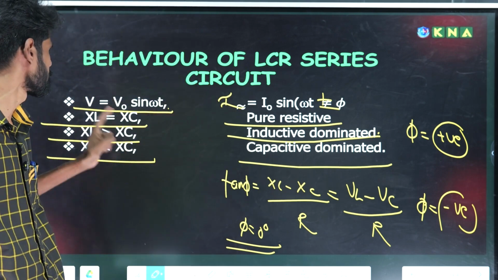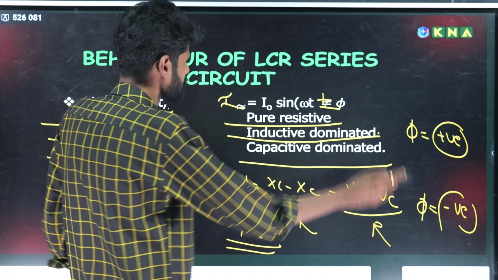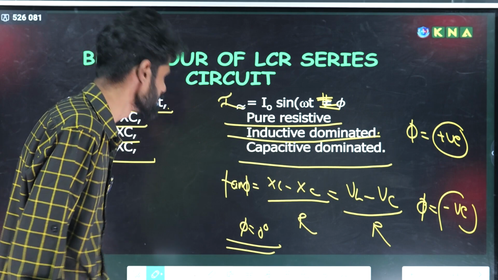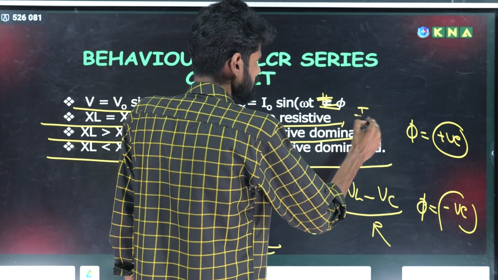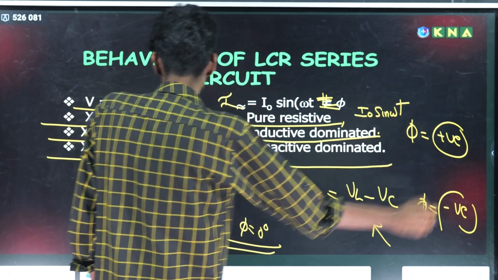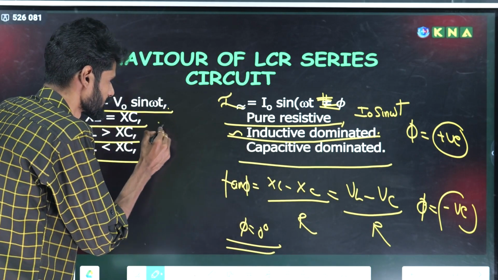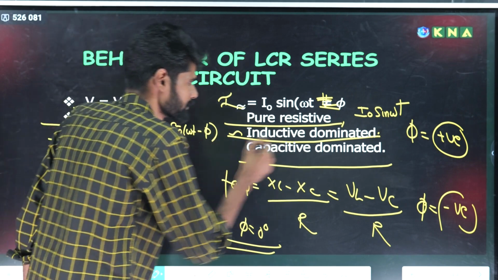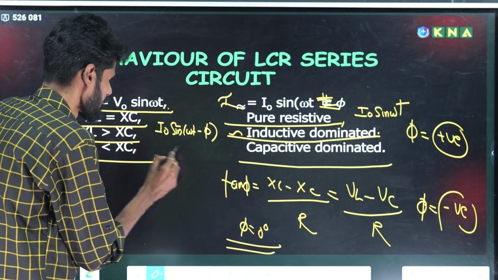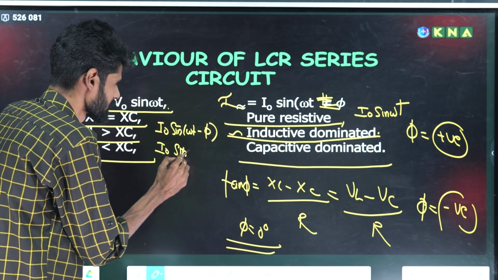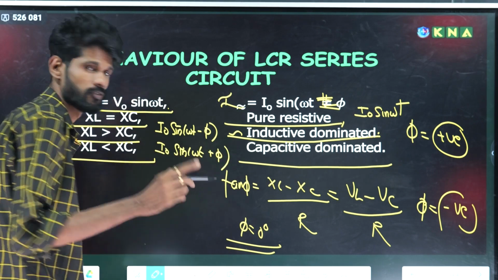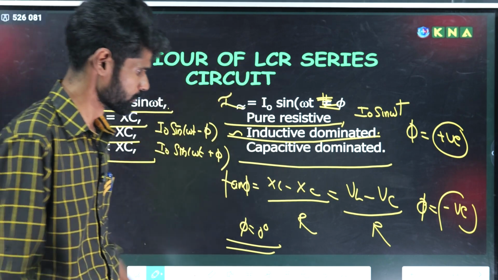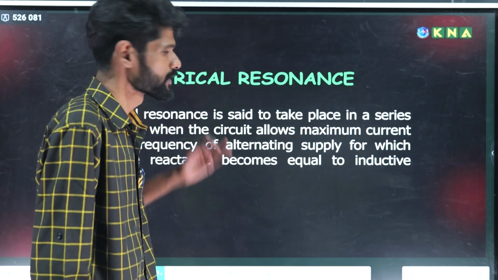Voltage is V naught sin omega t, and current can be written as I naught sin omega t plus or minus phi. So how to write for a pure resistive circuit? Current becomes I naught sin omega t. For an inductive dominated circuit, current is I naught sin omega t minus phi. For a capacitive dominated circuit, the current leads by a phase angle of phi. This angle is not pi by 2; for pure elements it becomes pi by 2. So that is the LCR series circuit.